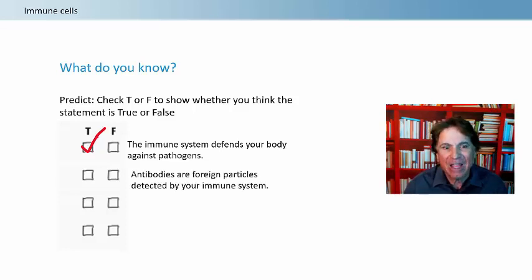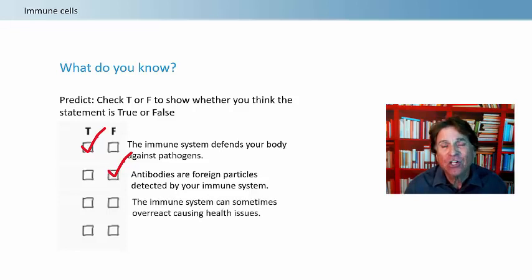Next statement. Antibodies are foreign particles detected by your immune system. That's one to think about because you have to know terminology here. This is false. Antibodies are the proteins that you manufacture in response to your body detecting the foreign proteins, which are called antigens. More about that later as we go into this lesson.